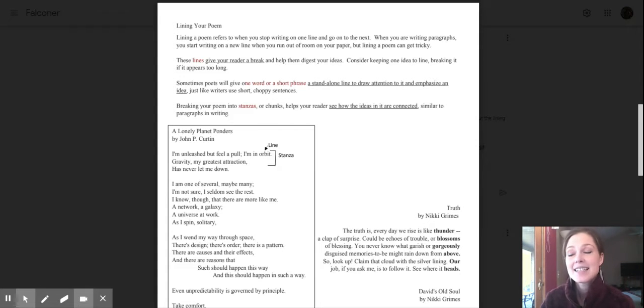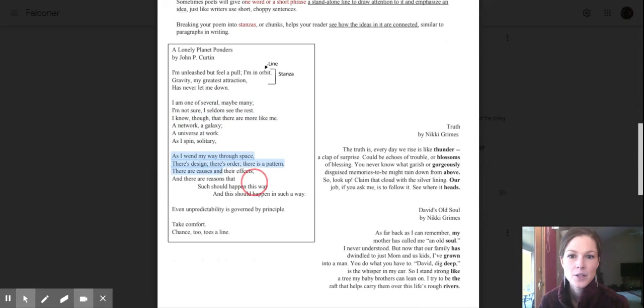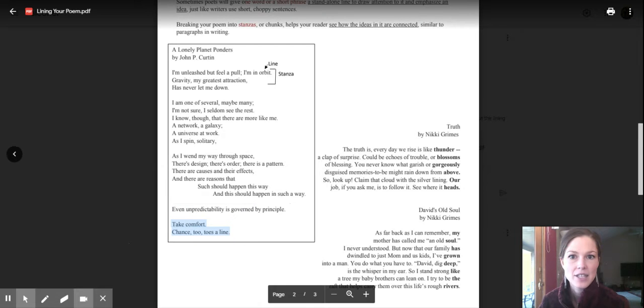Breaking your poem into stanzas or chunks helps your reader see how the ideas in it are connected, similar to paragraphs in writing. And you can see here that we have a stanza. A stanza is just a chunk of writing, and each one of these are lines in that stanza. So we have a stanza up here, we have another stanza, we have another stanza, one right here, very short one, and then a short one down here too.